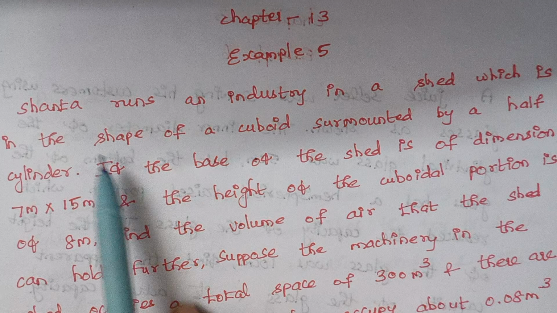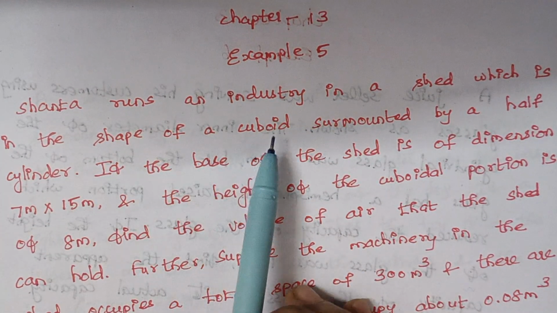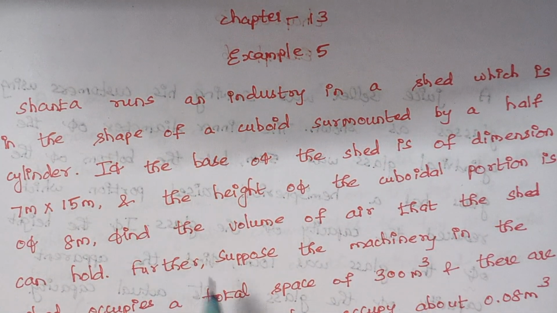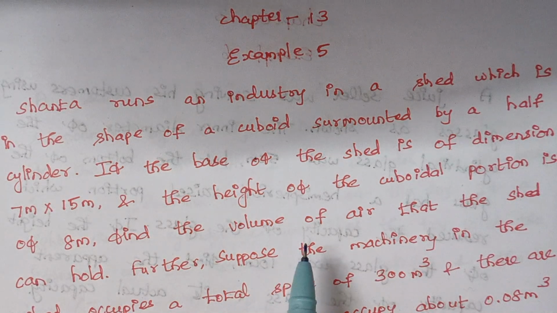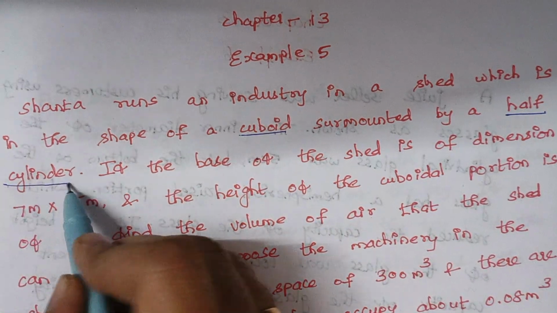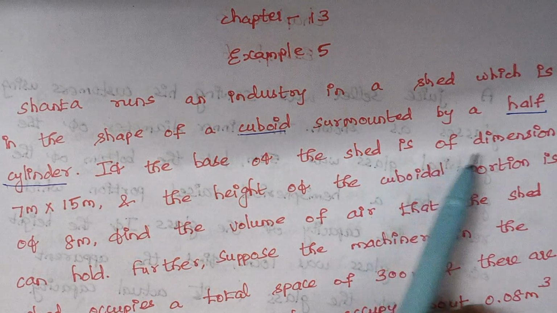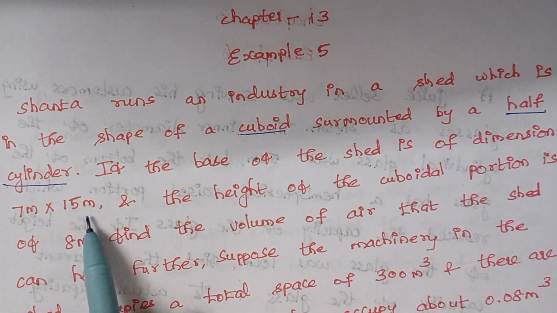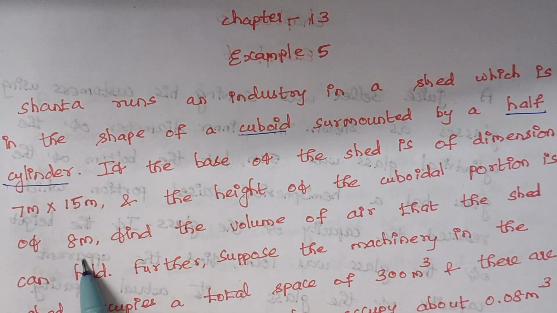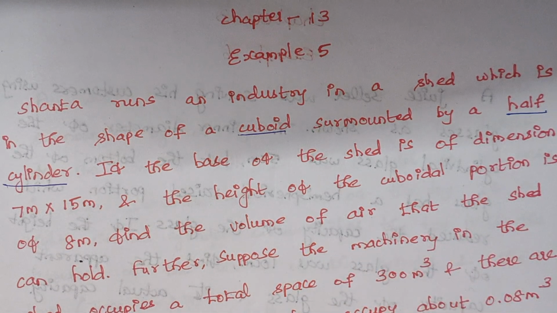So the problem is: Shanta runs an industry in a shed which is in the shape of a cuboid surmounted by a half cylinder. So here we are having two shapes. What are they? We have a cuboid and a half cylinder. Next, if the base of the shed is of dimension 7 meter into 15 meter and the height of the cuboidal portion is 8 meter, find the volume of air that the shed can hold.